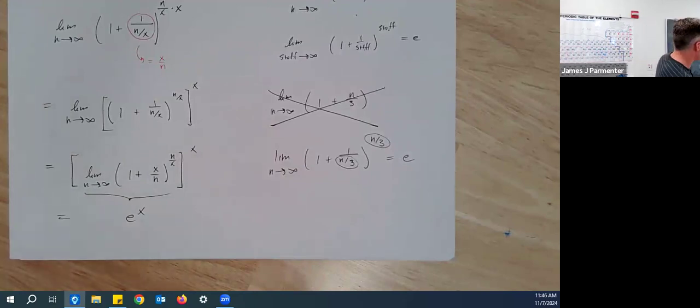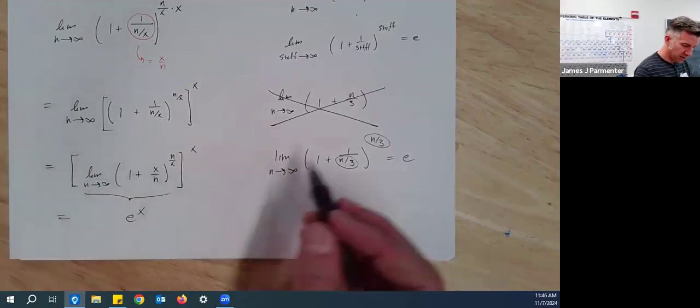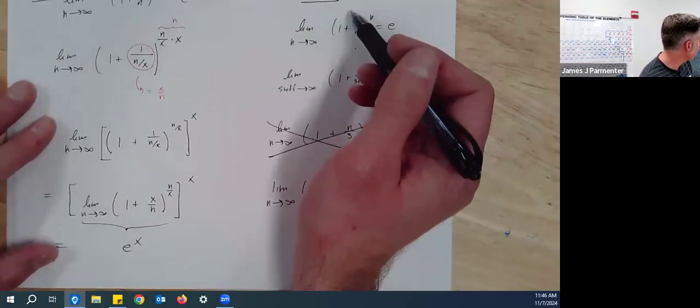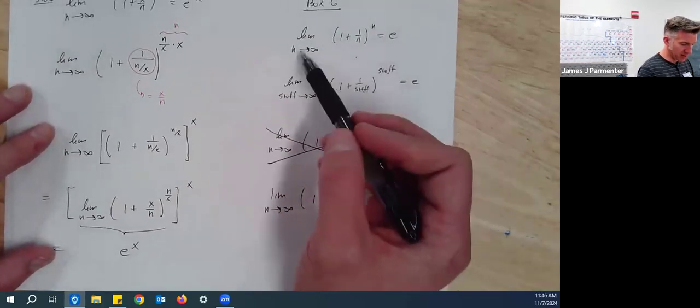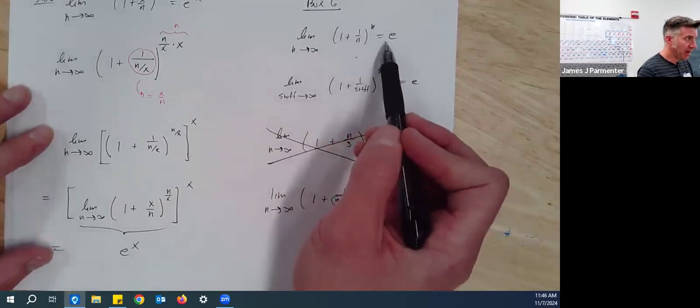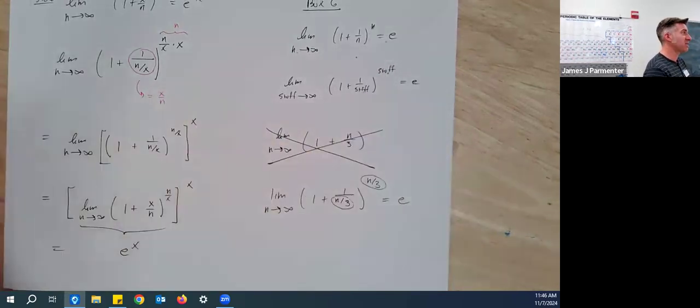I think that's what they intend for you to do. They intend for you to use this box number 6 fact that the limit as n goes to infinity of 1 plus 1 over n to the n is e, and then essentially just raise both sides to the x power. Kind of weird, kind of fine.